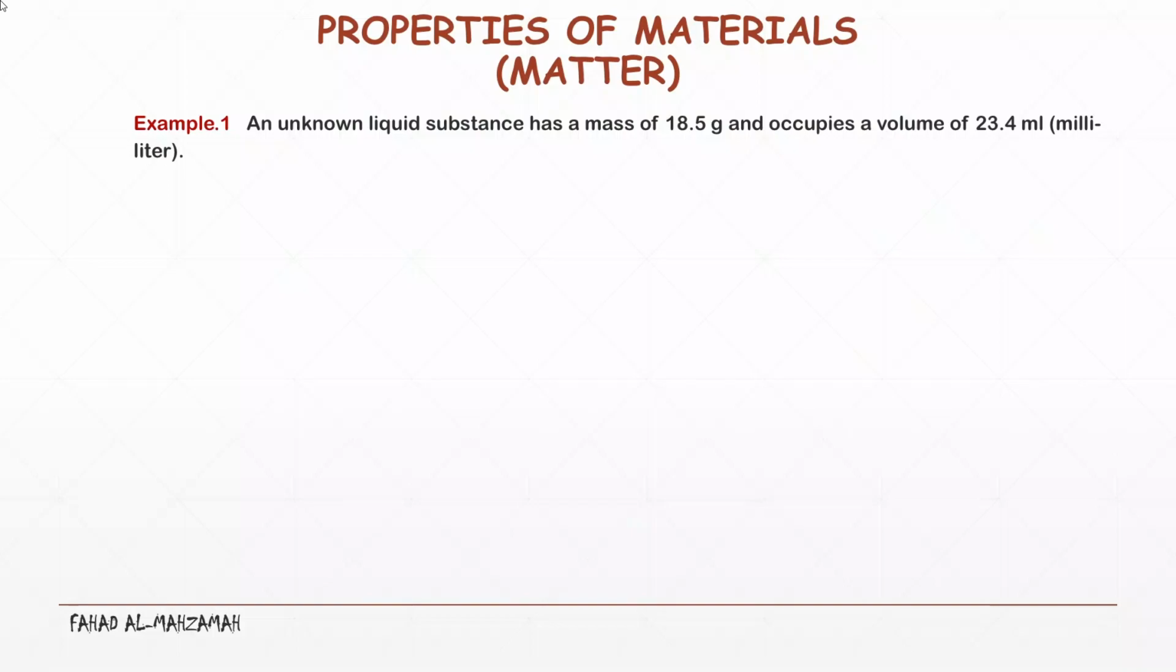Let's have the first example here. We have an unknown liquid. You don't know the liquid, and we know that properties like density and specific weight, each material has a different value. There are no two materials having the same value. That's why they call it properties.